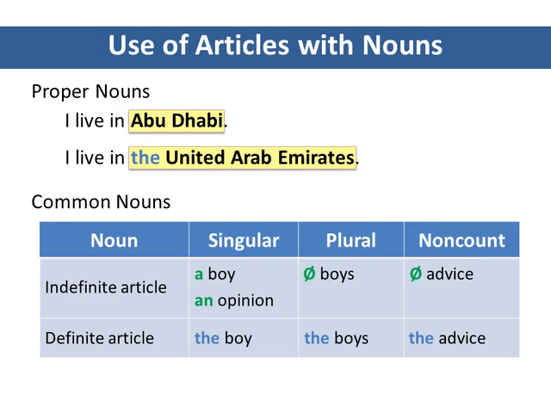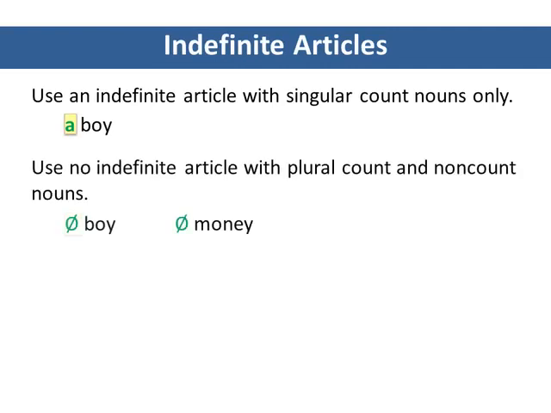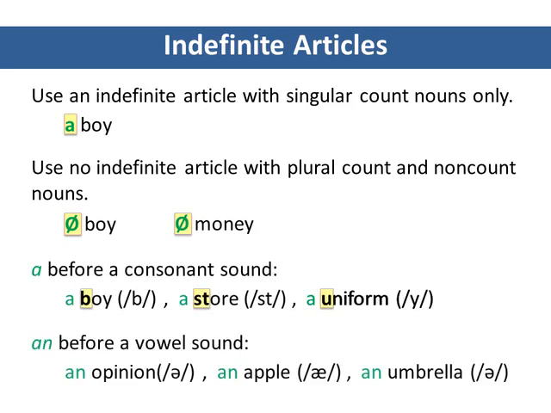Plural and non-count nouns can be used with the words some or any instead of an article. Some boys, any advice. Once again, we use indefinite articles with singular count nouns only. An article is not used with a plural count noun or a non-count noun. Use the form a before consonant sounds. A boy, a store, a uniform. Use the form an before vowel sounds. An opinion, an apple, an umbrella.